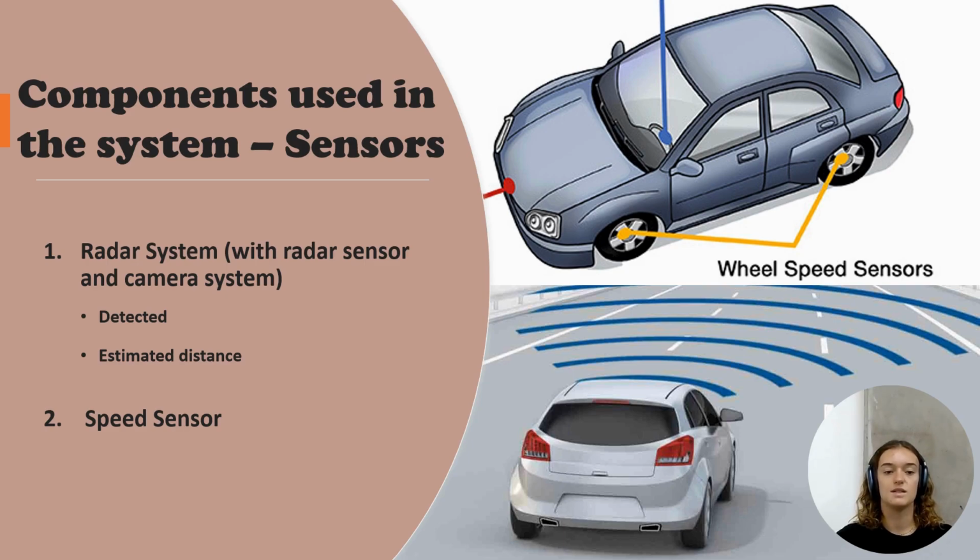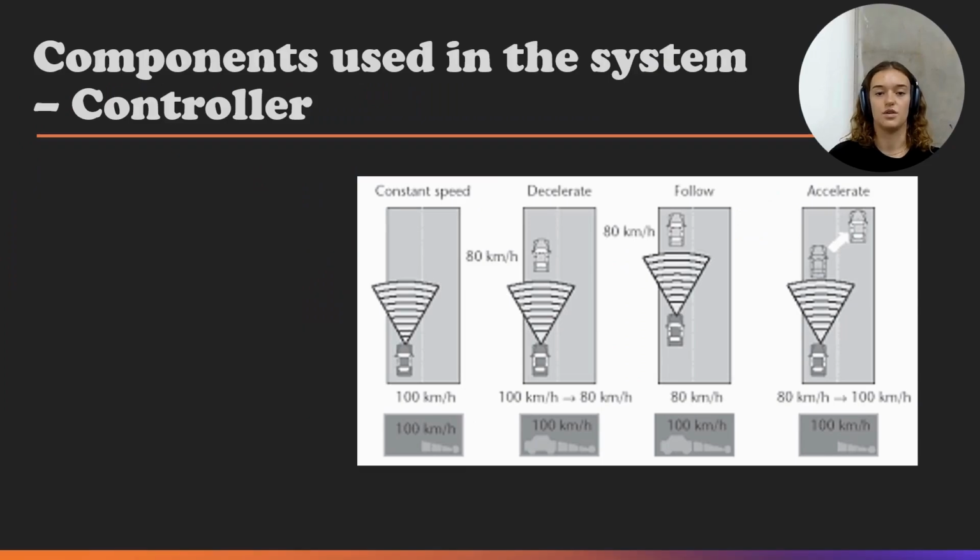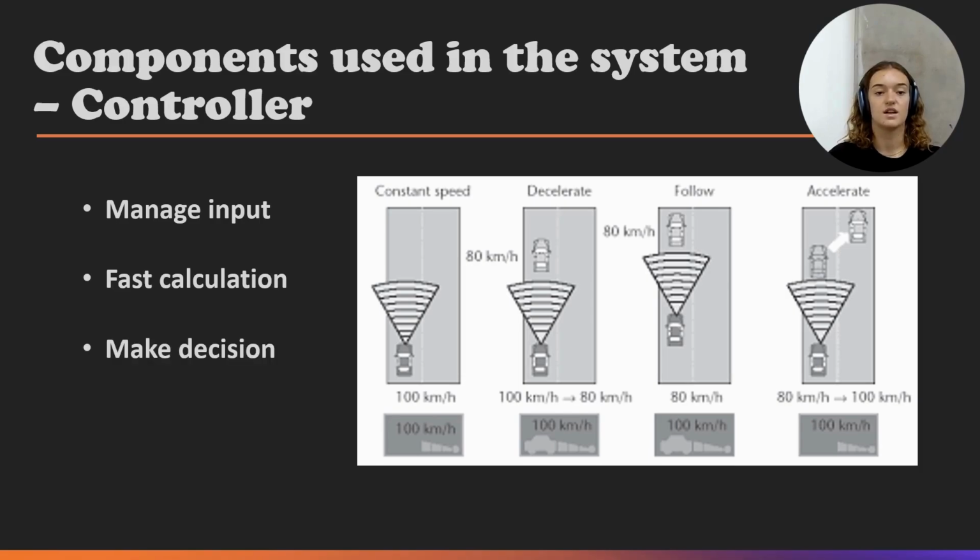We also need a speed sensor to ensure the speed of our vehicle. Then we need a controller that can manage sensor input, control algorithm, fast calculation and decision making, know when to accelerate and slow down. For this, it must be able to send commands to the different actuators.